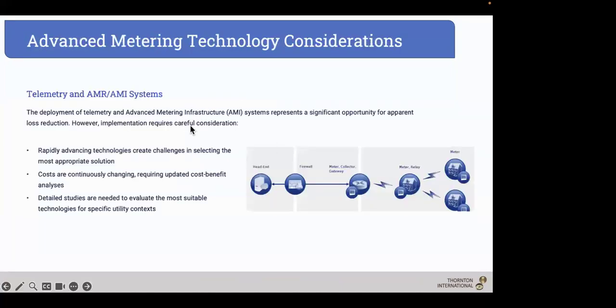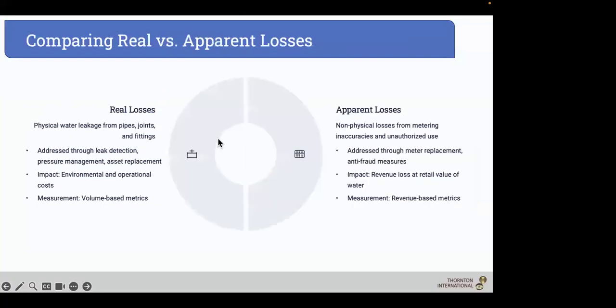When you think about telemetry and advanced metering technologies, these metering technologies represent a great opportunity for apparent loss reduction. But this implementation requires important consideration about the challenges in selecting the best solution, the costs that are always changing, and the detailed studies that are needed to evaluate the best technology for each context.